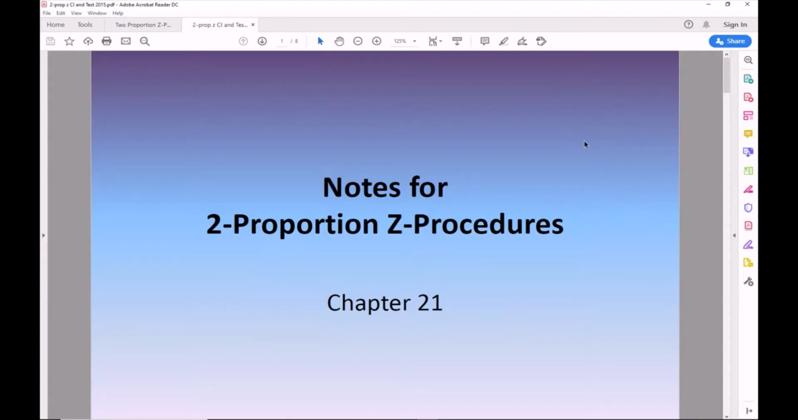Your packet has most of these notes in it, so I don't know that you really need to write much. Maybe mark down some things from my remarks that you might find useful.